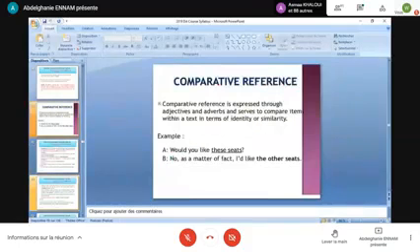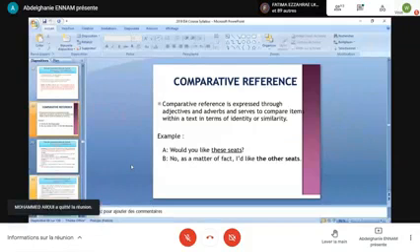So when you have something like this, comparative reference is being manifest, and you have to comment on it in the way I just did. Are you following? Yes, Professor. Is that clear enough? Yes, sir. So these are the basic levels of how we can carry out a discourse analysis in terms of reference, at least.